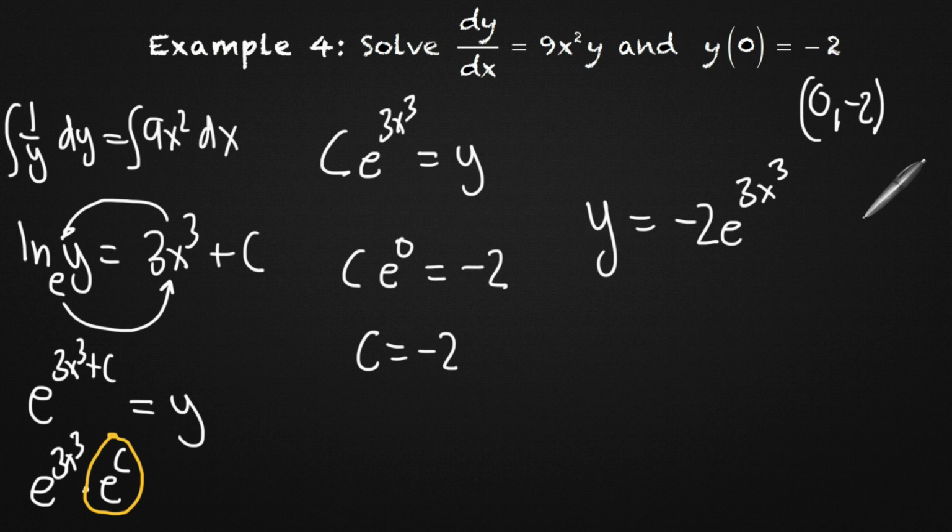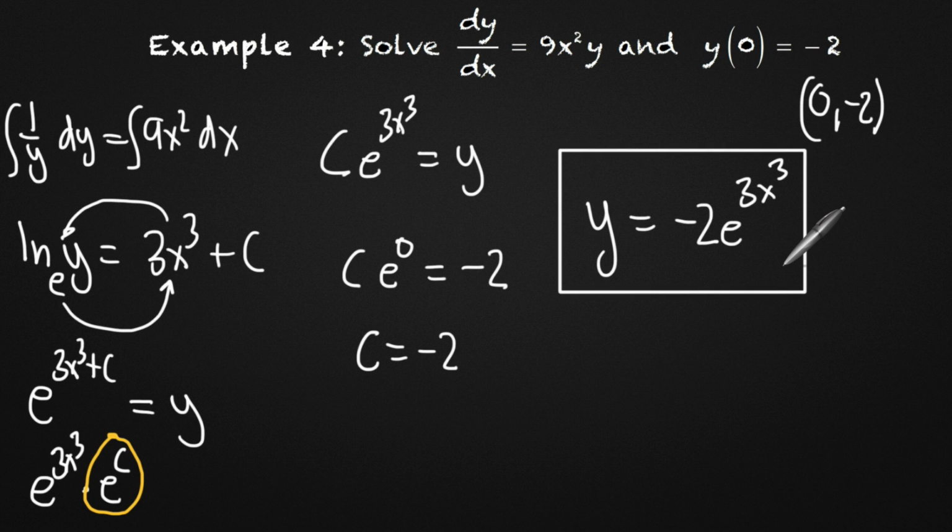Now let's see if our initial condition holds up. If I plug in 0 as my x, that is going to make the exponent 0, and e to the 0 is 1 times -2, and so we have an equation that makes our initial condition true.